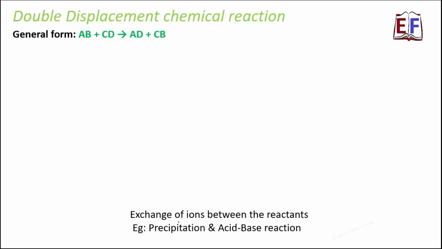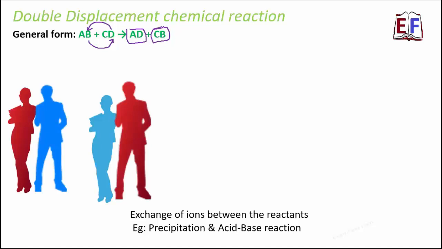So this is how the general format looks like. AB plus CD forms AD plus CB. So basically, if you see, D is kicking out B from its position and taking its position and forming AD. Similarly, B is kicking out D from its position and taking its position to form CB. So in a way, we can say that B and D have exchanged their positions. So that's double displacement.